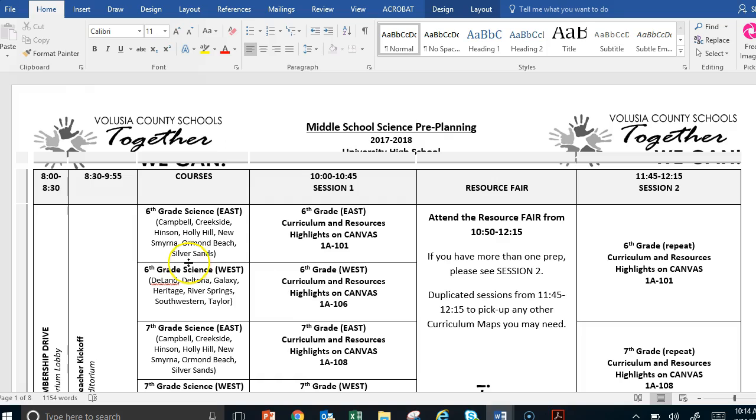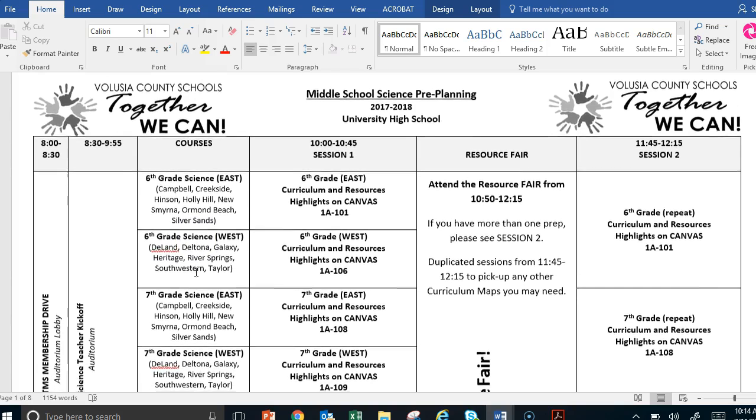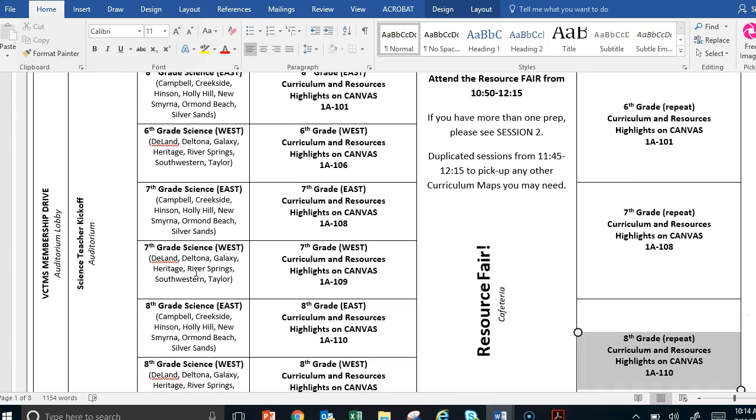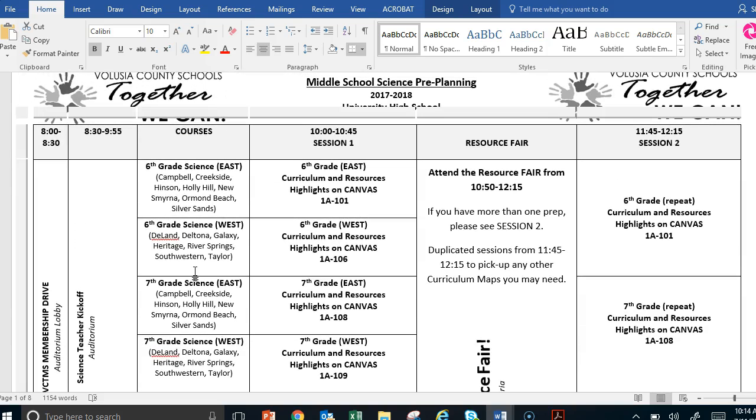So going across from the top, you'll see as usual, it's broken up into courses, whether you're high school or middle school, we have the courses column here. And you can see in middle school, we have it broken up into East and West and then the defined schools, which will define East or West. And then session one, that's where you all come in. You come in as the curriculum map resources and highlights on Canvas room leader. And so that's where the PowerPoint will come in handy. The talking points I go over will assist you. And it's just a 45-minute session. So it is kind of quick and to the point.